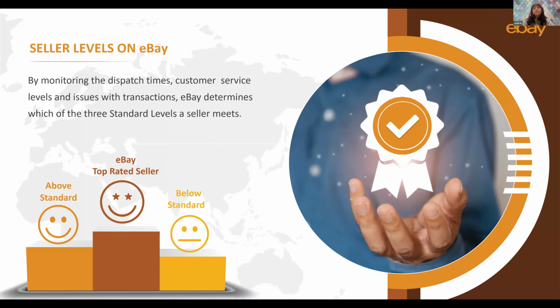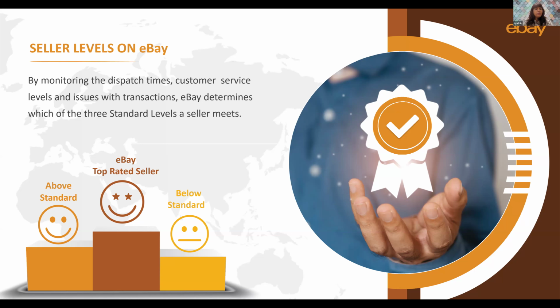Top rated seller means you are exceeding the set standards and are creating exceptional experiences for your buyers. Above standard means you are meeting the minimum standards that have been set and you have the potential to meet the top rated seller level. Below standard means you are falling below the minimum set standards and really need to make changes to improve on the service provided by you.